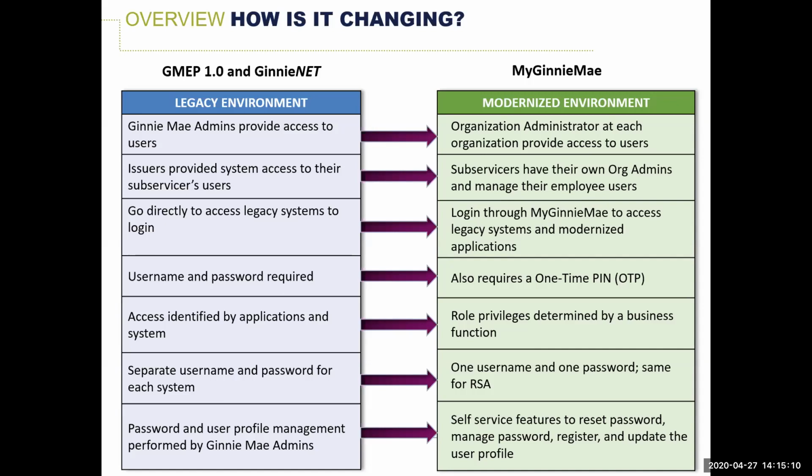In legacy, password and user profile management activities were done by GinnieMae admins at the Bank of New York Mellon. In our modernized portal, there are a lot of self-service features. If a user has forgotten their password, they can reset that on their own. If they need a profile attribute updated, like a phone number, they can actually update their phone number on their own. If they've gotten locked out of the system, they can reach out to you as an organization administrator to help get them back into the system or to update some of those account attributes.